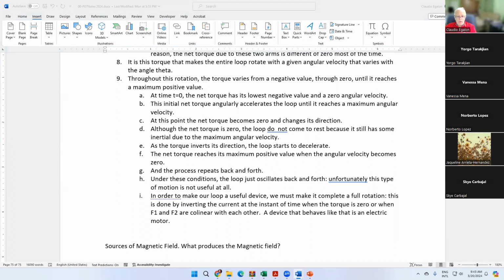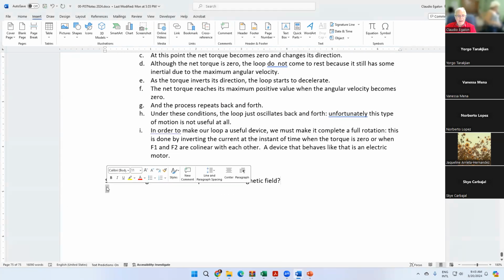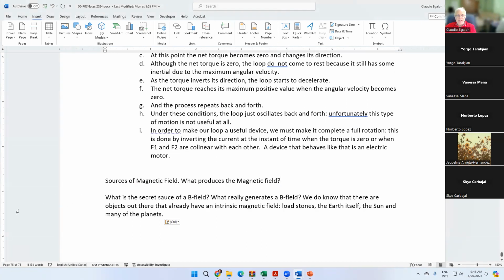So the question is, what produces the magnetic field? I like to call it the secret sauce of the B field. We know that there are B fields around: the Earth has a B field, the Sun has a B field, many of the planets have a B field, lodestones have a B field. Mars doesn't have a B field, the Moon doesn't, but most of the planets out there have a magnetic field. So what is generating a magnetic field?